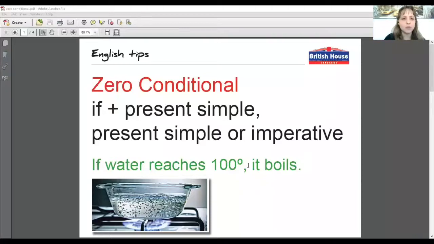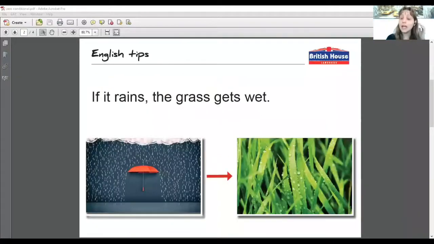Now let's have a look at some more example sentences. If it rains, the grass gets wet. It means that this always happens. Remember that you can invert the sentence and say, the grass gets wet if it rains. Okay, so this is a truth.